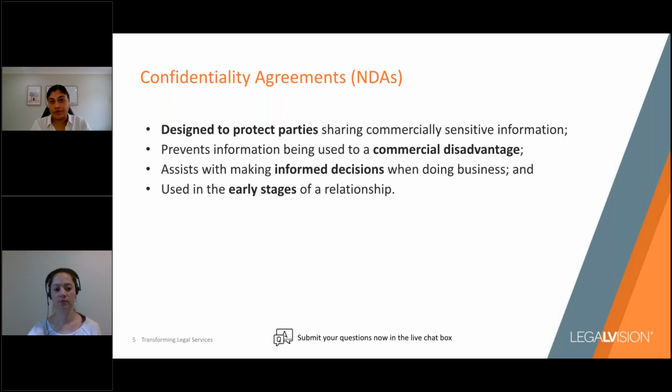That will include confidentiality provisions, but will also cover things like the services that are being provided, the protection of IP, how pricing and payment will work. So it's designed to be a bit more of a holistic document.